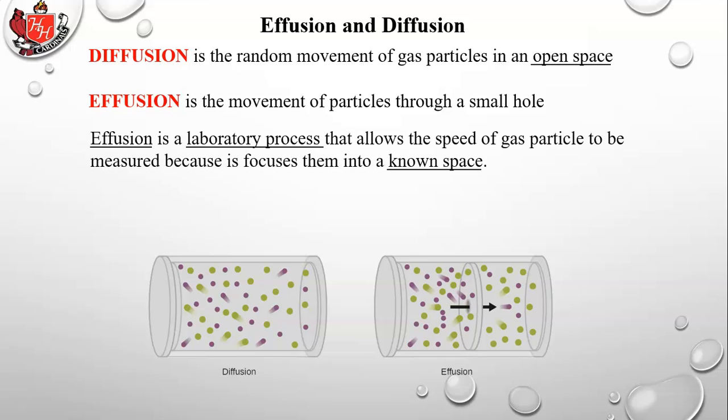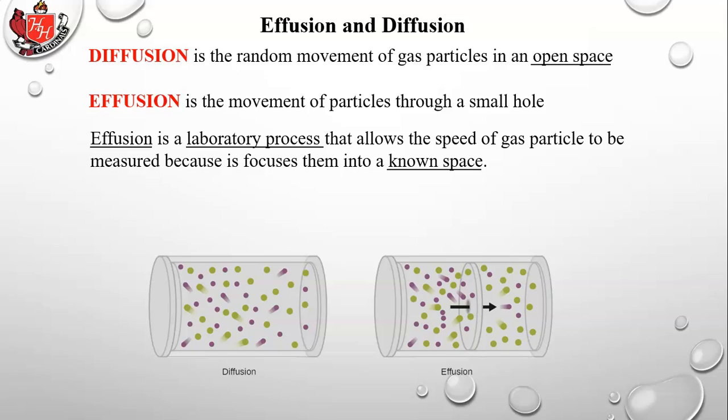Effusion is a laboratory process that allows the speed of gas particles to be measured because it focuses them into a known space. In other words, you want to measure how fast those particles are moving, and if they're moving in all different directions, you can't really do that. But if you just want to measure how many go through that one little hole there in that center barrier where the arrow is showing, then you can extrapolate that.